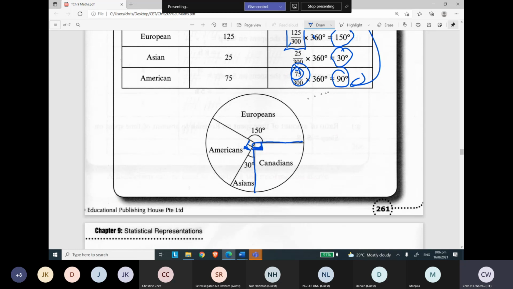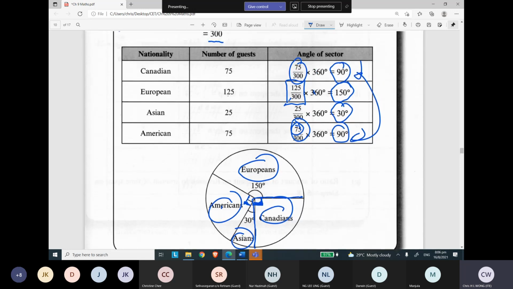It doesn't matter which one you draw first. You can have European, Canadian, Asian, American, or European, Asian, Canadian, American, or anywhere. It doesn't matter which one comes first, as long as you can fill all the groups of people on the pie chart, then that's good. But the degree is important.